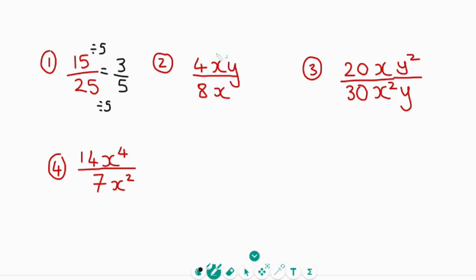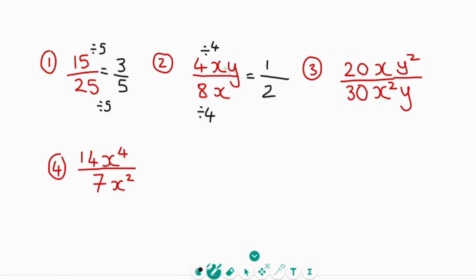Now, the common factor is 4. So I'm going to look at the numbers first. 4 and 8, common factor is 4. So let's divide the number on the numerator by 4 and the denominator. 4 divided by 4 is 1. 8 divided by 4 is 2.